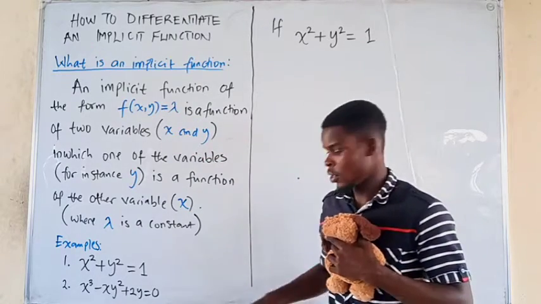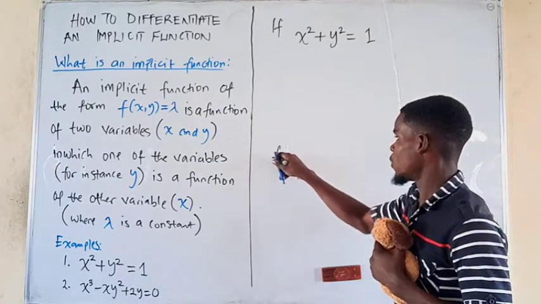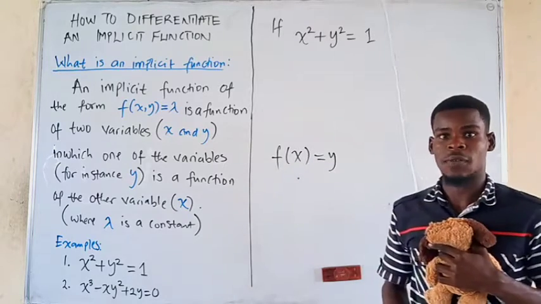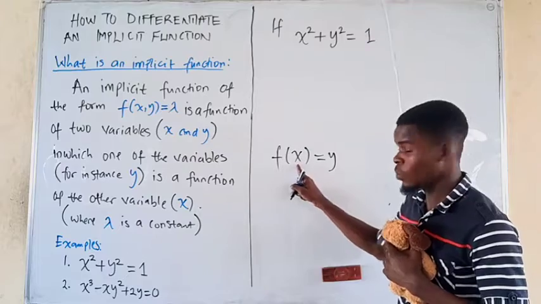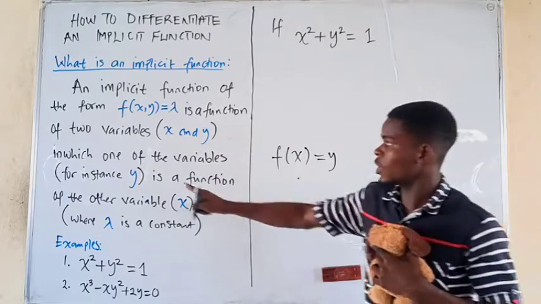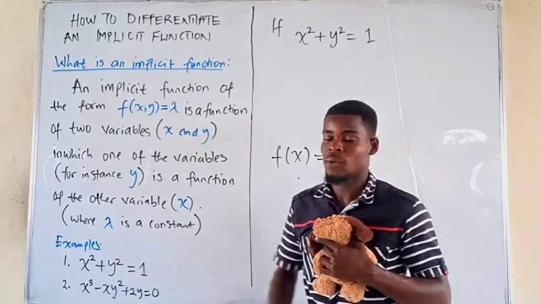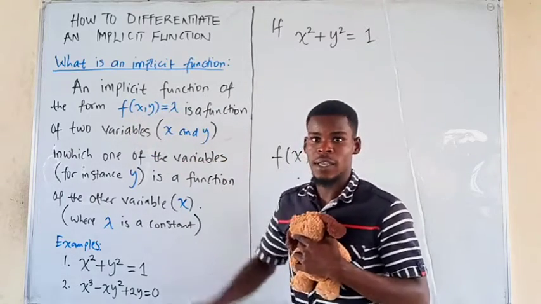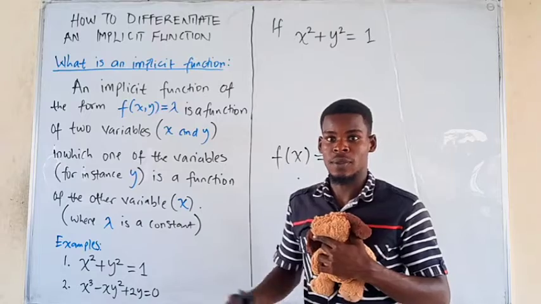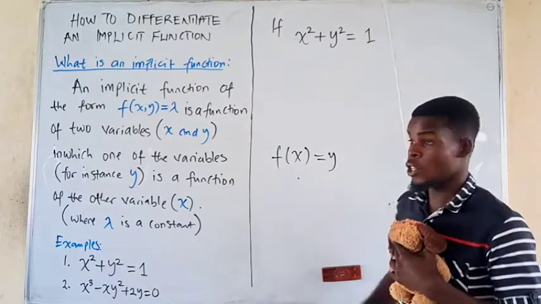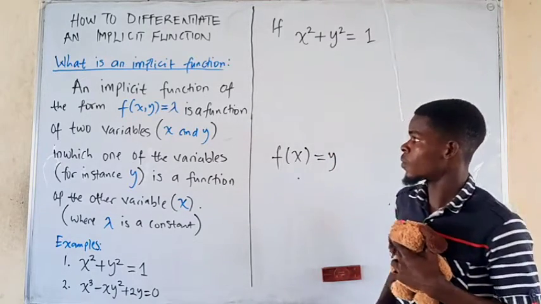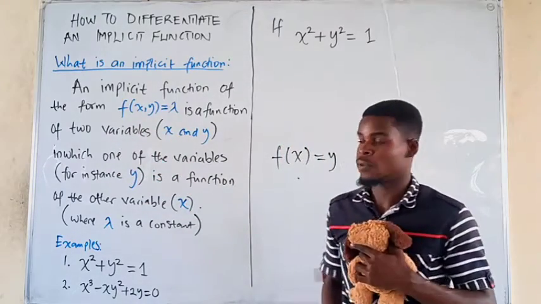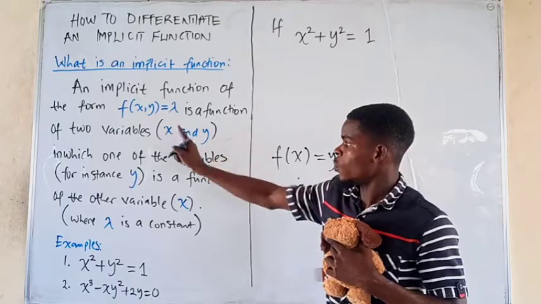I know you're used to this notation. Whenever we have f of x equals y, that means that y is a function of x, and here we have this place to be just x. But this one, we have it to be x, y, which means this is a function of two variables, x and y. So here was just a function of a single variable.